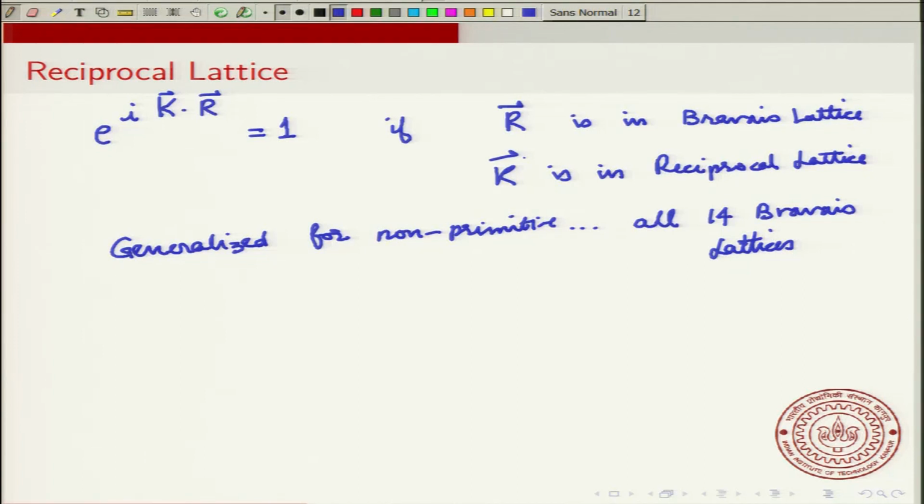So, I will conclude this third lecture of week 8 here. In the next lecture we will look at more details of X-ray diffraction.